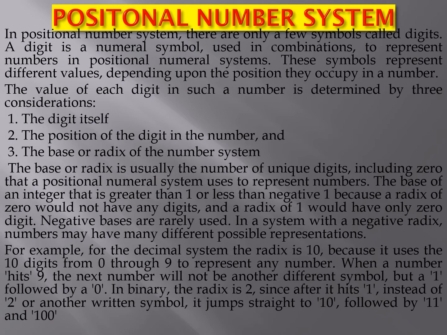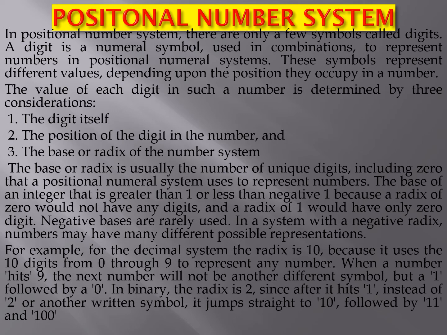The base or radix is usually the number of unique digits, including 0, that a positional number system uses to represent numbers. The base of an integer is greater than 1 or less than negative 1, because a radix of 0 would not have any digits, and a radix of 1 would also have 0 digits.